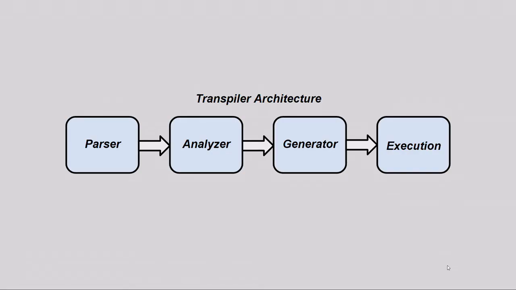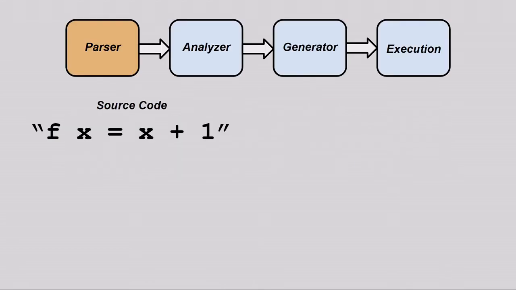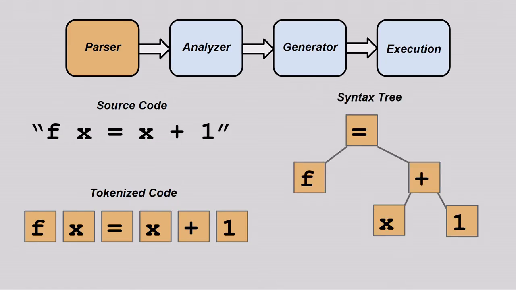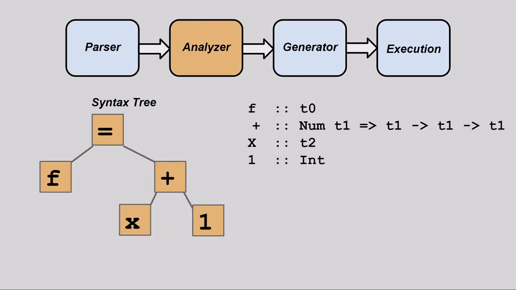Next, we'll look at how the transpiler pipeline processes FL1 source code. First, the parser takes the source code and breaks it up into tokens delimited by white space. Then it creates a data structure called an abstract syntax tree to represent the code using key symbols like equal signs, parentheses, and indents as context for what the surrounding code means.